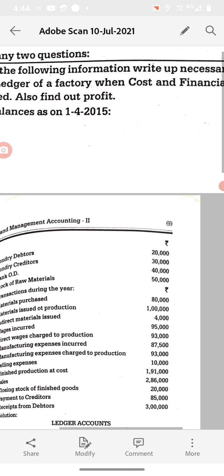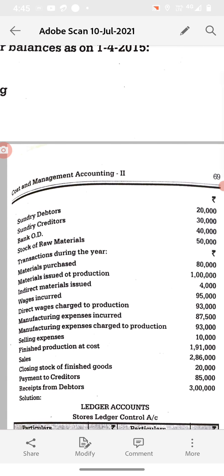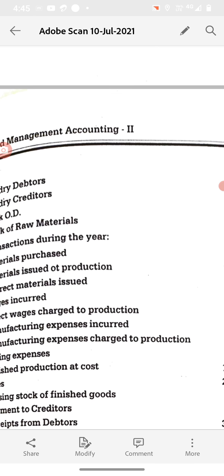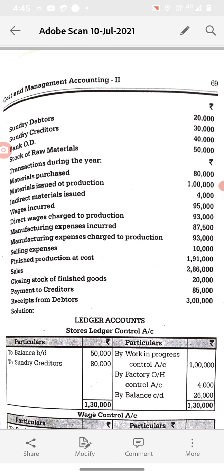So ledger balances they have given on 1/4/2015. So there are sundry debtors, and sundry creditors, bank overdraft, stock of raw materials. These are the accounts we have to prepare with the balances. And then transactions: material purchase, material issued for production, indirect materials issued, wages incurred, direct wages charged to production. Here you have to see the amount also. What is the amount in case of both the things? Manufacturing expenses incurred, manufacturing expenses charged to production, selling expenses, finished goods, finished production at cost, sales, closing stock of finished goods, payment to creditors and receipts from debtors.